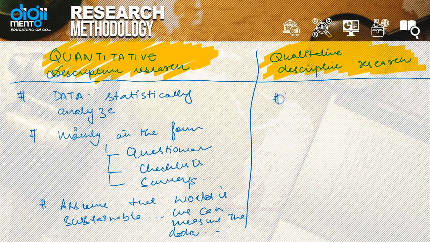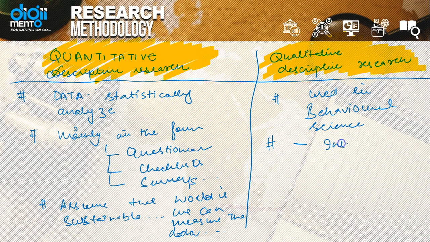The qualitative descriptive research is basically used in behavioral science, researching behavior, like human behavior. It is in the form of interviews and observations. These two, interviews and observations, are not measurable. Questionnaires, checklists, and surveys we can measure, but in the qualitative we cannot measure; we just analyze the behavior.